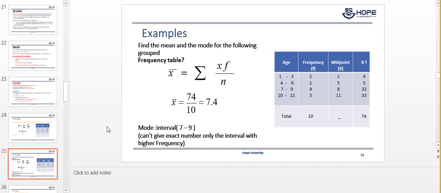We can also find the mode in a combination of two numbers. For example, this is a class interval of age. The highest mode number is 32, so we say 32 is the highest count for 4 individuals, greater than all the others. So we say 7 up to 9 is the mode interval, and it can't be an exact number; it is the interval with the highest frequency.